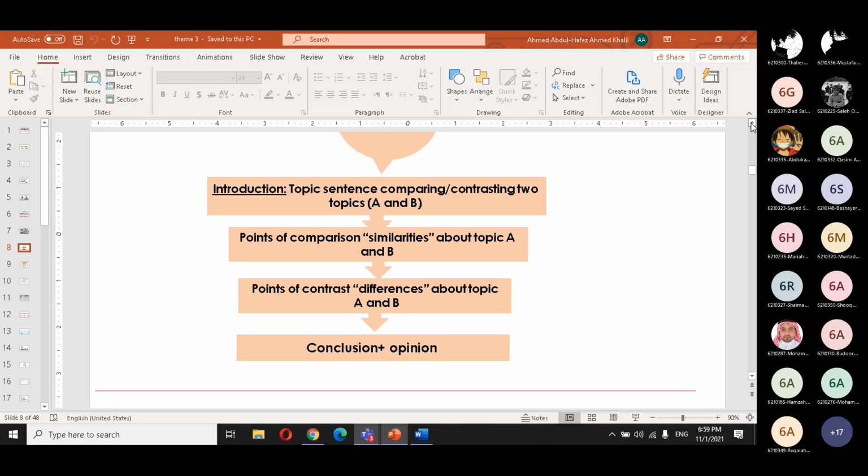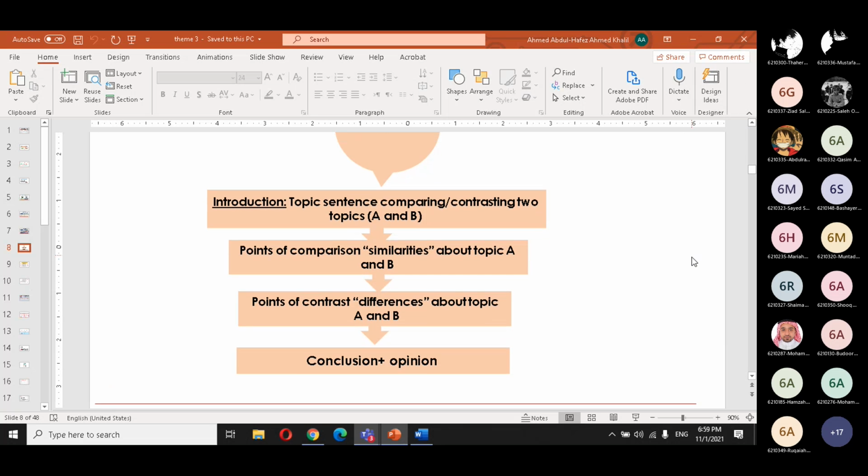Now this is the layout. How to write the essay. Either you write 4 paragraphs or you write 3 paragraphs. If you write about the similarities and the differences, you need to write 4 paragraphs. If you write about only the similarities or the differences, you need to write 3 paragraphs. I'll show you.